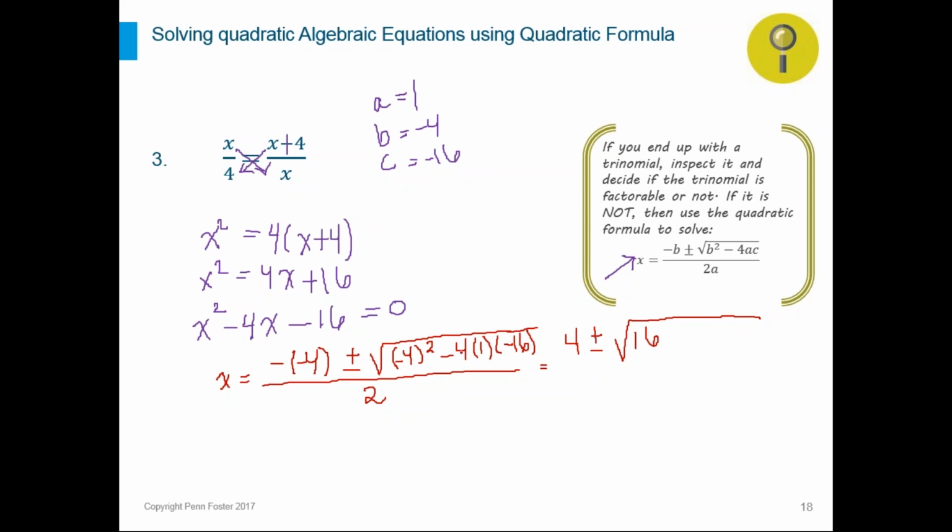Now we have negative 4 times 1 is negative 4 times negative 16 will give you a positive 64, over 2. I'm getting closer. Equals 4 plus or minus the square root of. Add 16 and 64 will give you 80 under the square root sign. And you still have over 2.